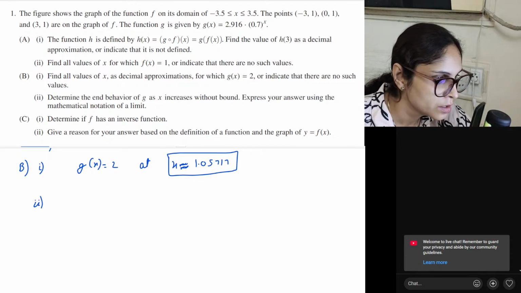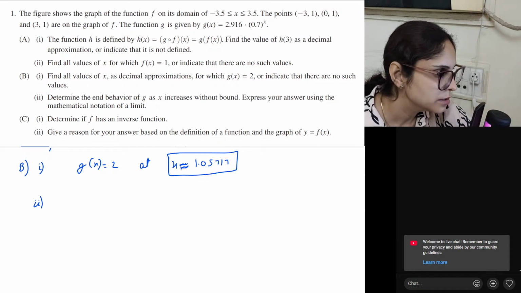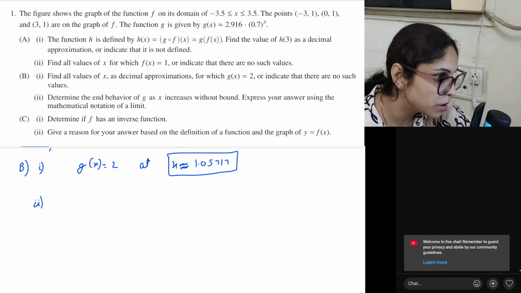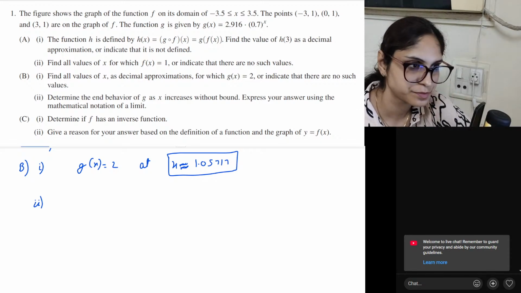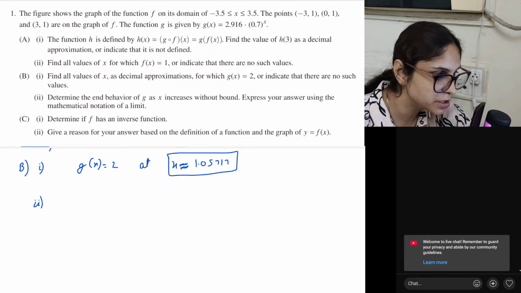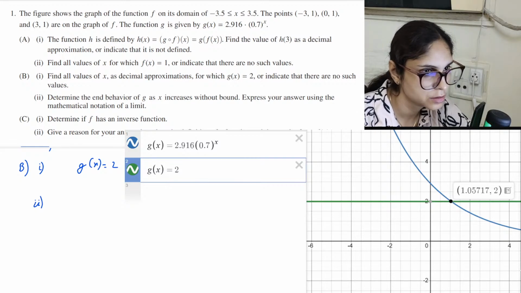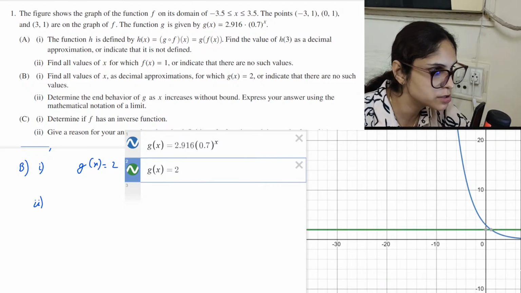Now what are they asking in the second part? In the second part, they want to know determine the end behavior of g as x increases without bound. Okay, so when x increases without bound, that means we're talking about positive infinity. So again, if you look at the graph, when x is going to positive infinity, y is approaching 0.